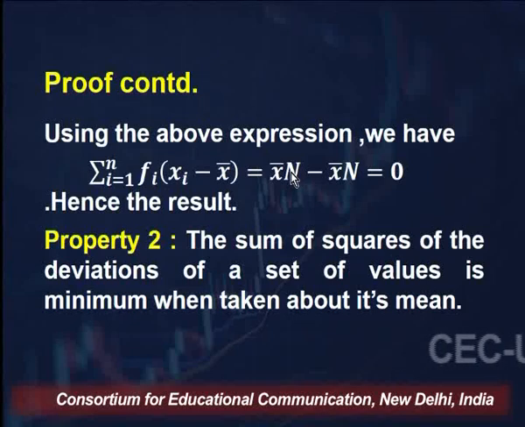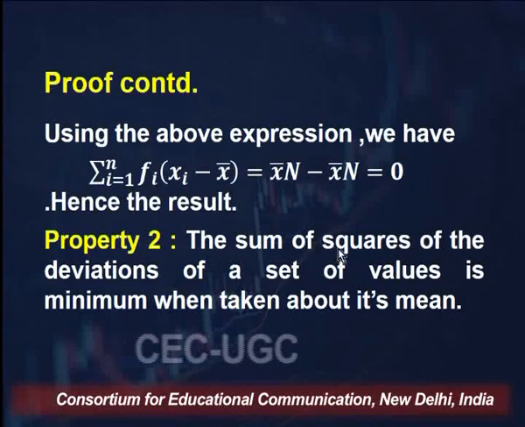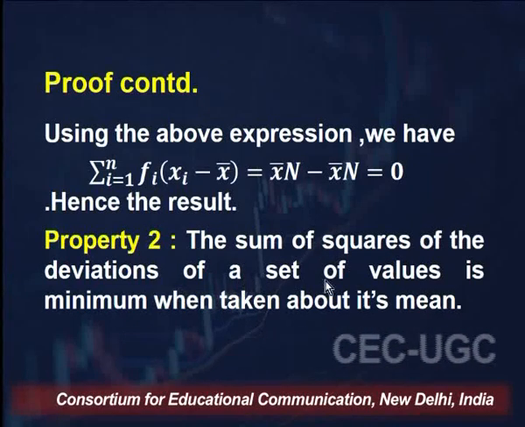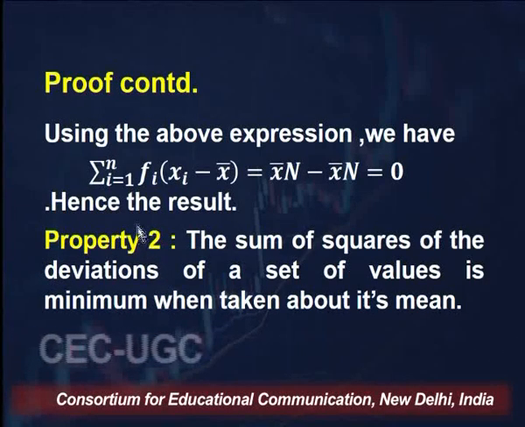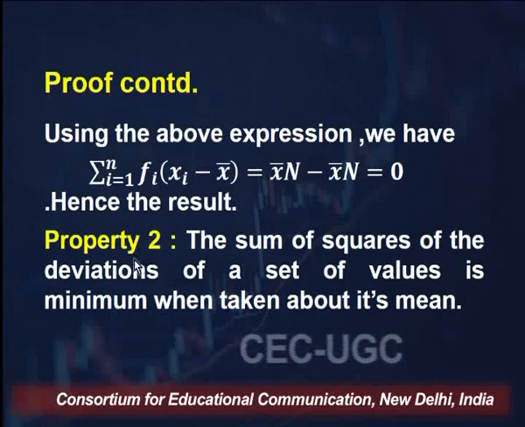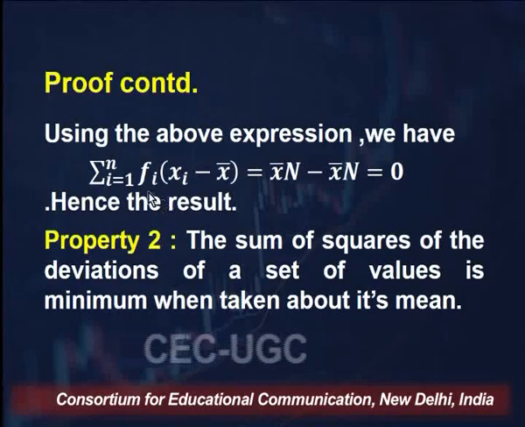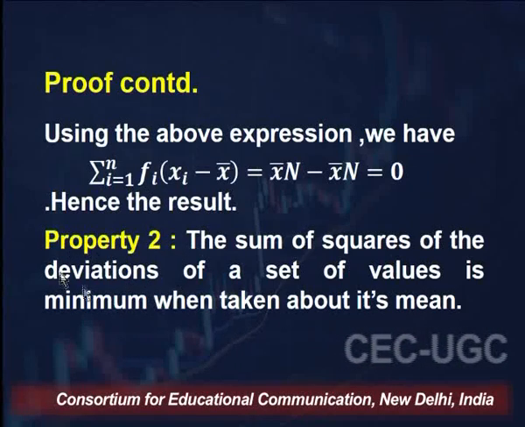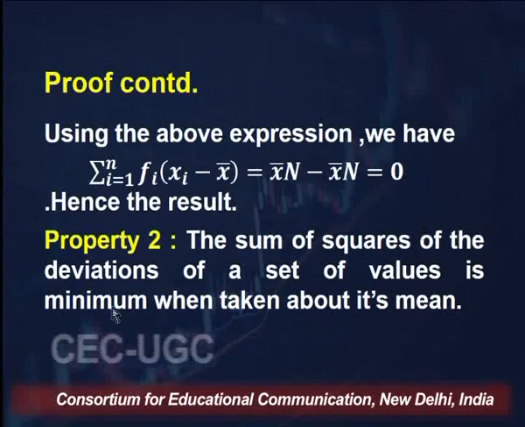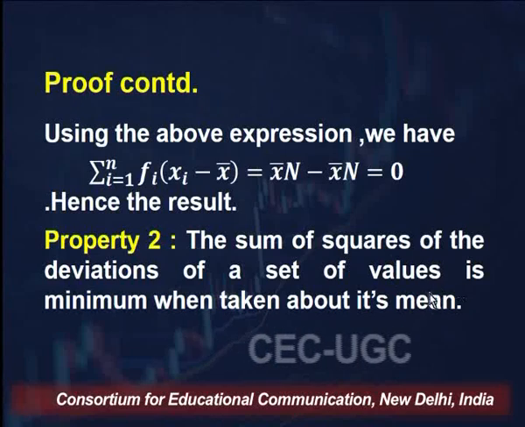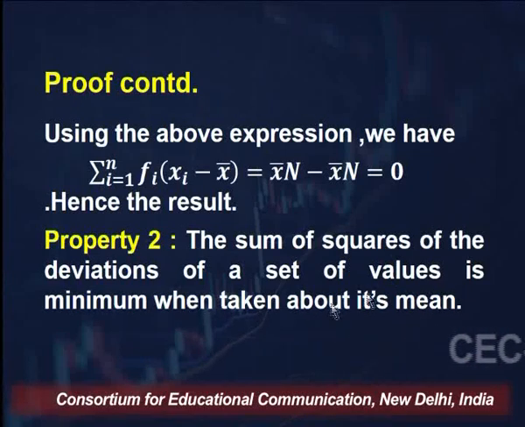And now we will move on to the second property. The second property says the sum of squares of the deviations of a set of values. So understand, whenever I talk about a deviation, it means look at your x1, x2, x3, and so on, xn, and subtract some quantity from each of the xi's. That is what I mean by deviation. So I will read out again: the sum of squares of the deviations of a set of values is minimum when taken about its mean.